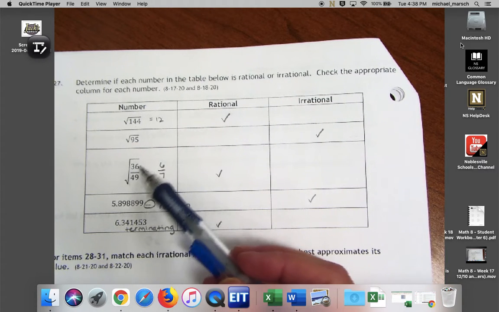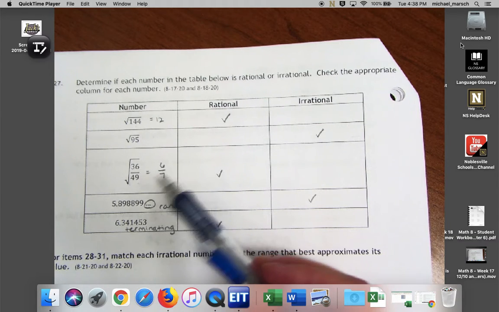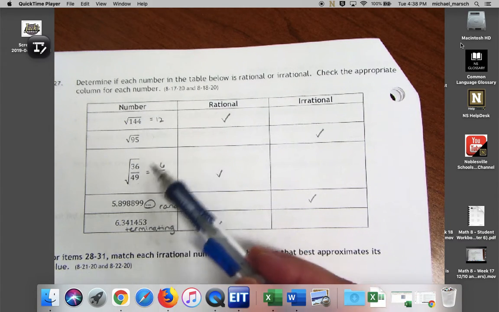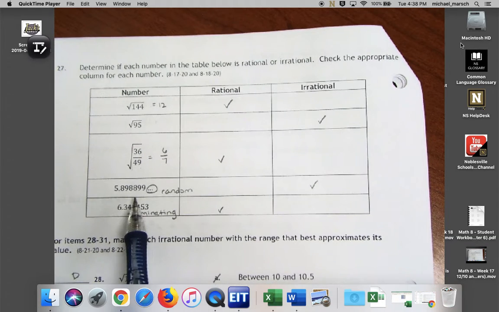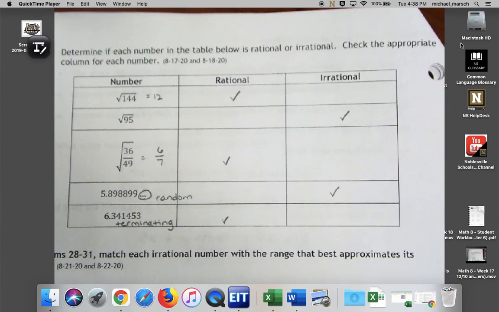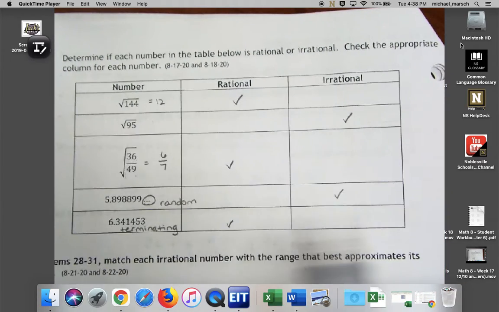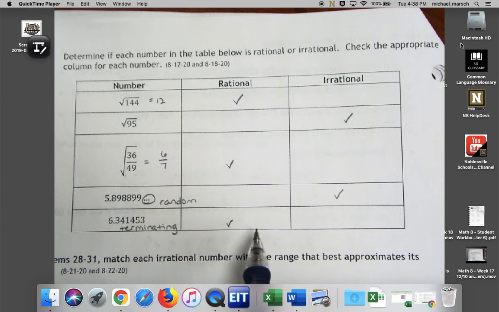For this one, you just simplify the 6 and the 49. So square root of 36 is 6. Square root of 49 is 7. That clearly is a fraction. It's rational. Any decimal value that has this dot, dot, dot here, that should be your clue that it's kind of crazy and random. So that tells you it's irrational. If the decimal just stops, this means it's terminating. That is rational.